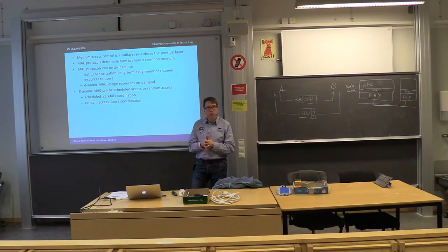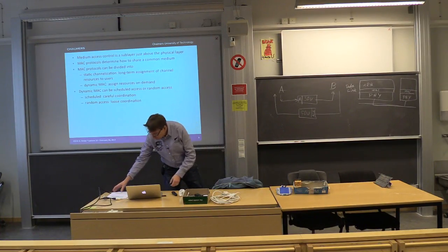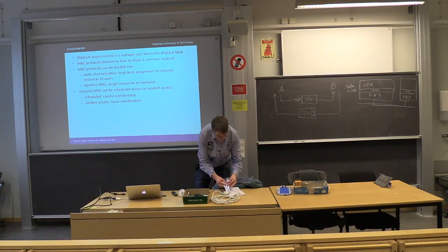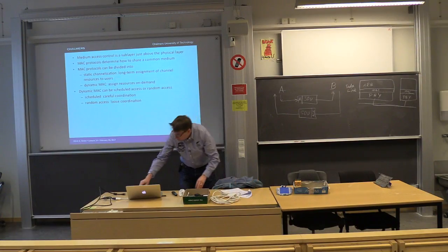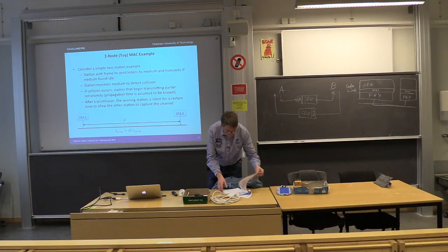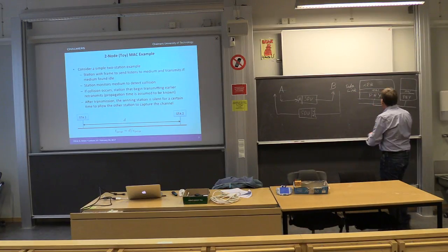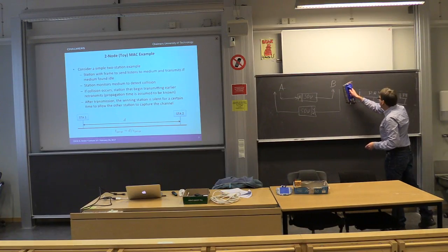And let's start to talk a little bit about medium access here. Let's build this up from the simplest possible case, that we have one medium and two nodes that want to share it, just to get a feeling for what the main problems are. So this is a very simple example where we have exactly two nodes sharing one physical medium.